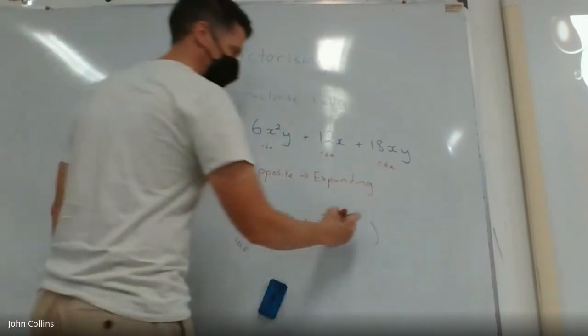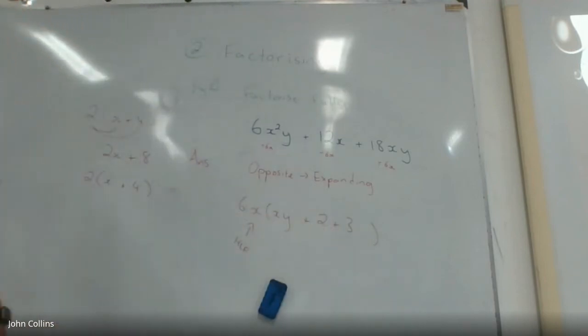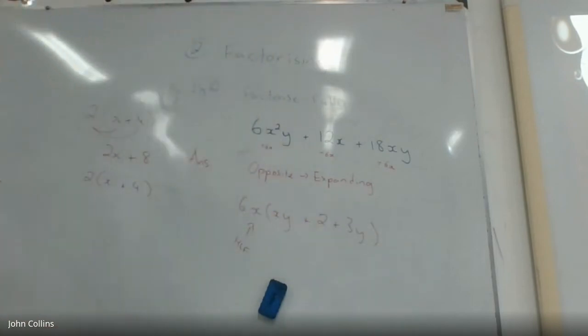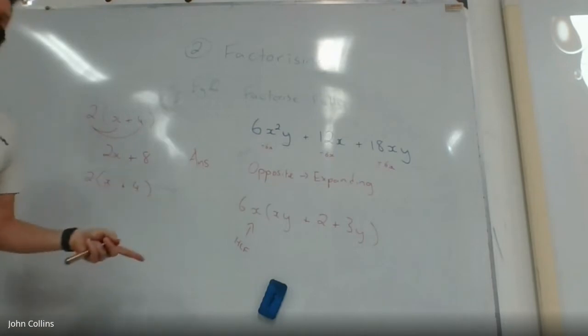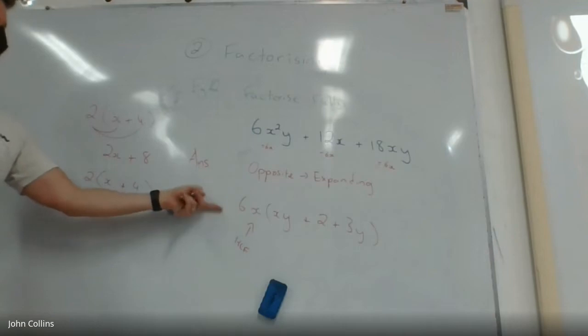Anyway, 6x times 3 gives 18x. What am I missing, Oliver? Y. We need that y as well. 3y. Is this my final answer? Yes. Max is sure, and he's right. That is the final answer. That's as much as you need to do.